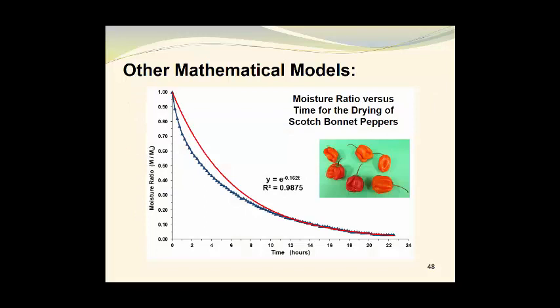Here we have the moisture ratio versus time for the drying of Scotch bonnet peppers. We get an equation, y is equal to e to the minus 0.162 t, and the R-squared value is 0.9875. That's not too bad, but when you look at the graph, you can see that the red line does not correspond entirely to the blue line for the data.